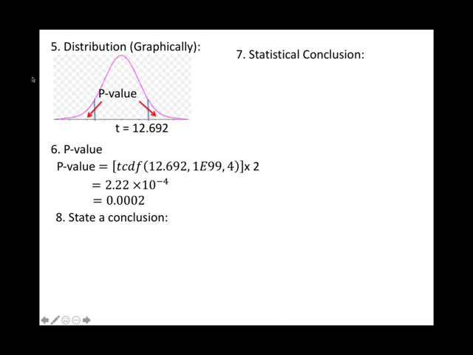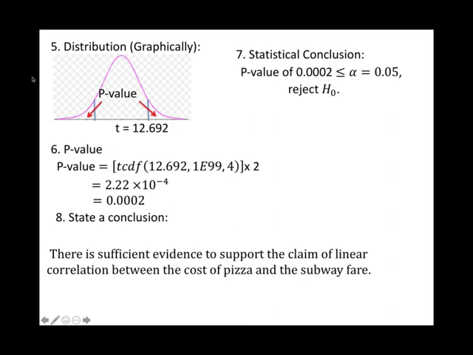Okay, now we're going to compare your p-value with your significance level. It is less than or equal to, right? Then we're going to reject the null hypothesis. So think about which conclusion it is going to be. Your original claim goes to the alternate hypothesis, so either number 3 or number 4. And now we have a reject, so that will be the number 3 conclusion. There is sufficient evidence to support the claim of linear correlation between the cost of the pizza and the subway fare.